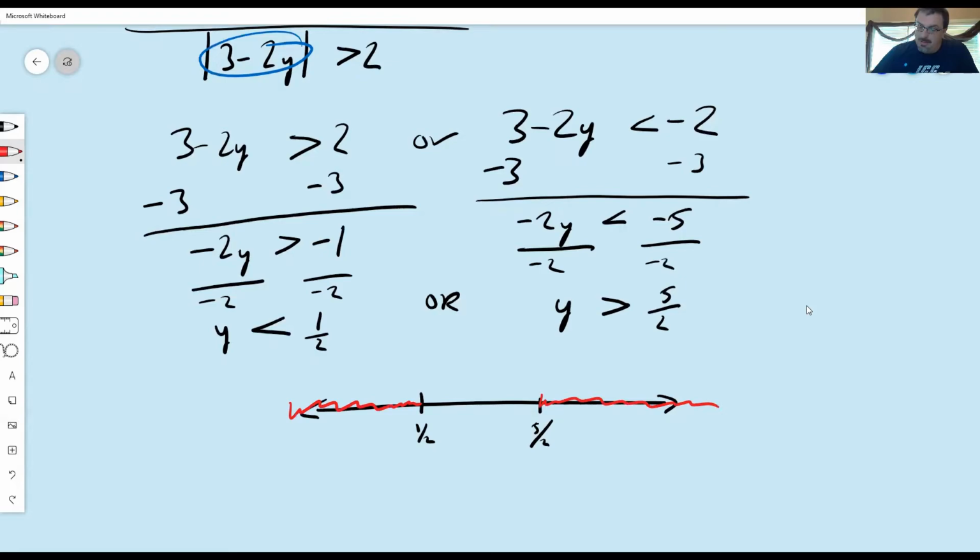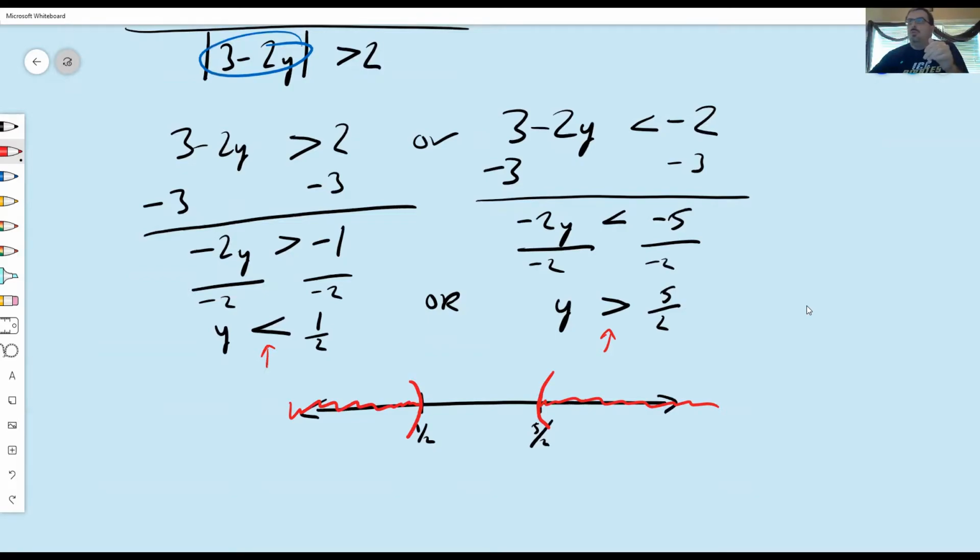And you'll note, strictly less than, strictly greater than means I can't equal either the 1/2 or the 5/2. So I'm going to have to put either open circle, or I like to do parentheses, so parentheses here, parentheses here. So that's what the number line is going to look like. If you're asked for interval notation, it's going to work the same way.